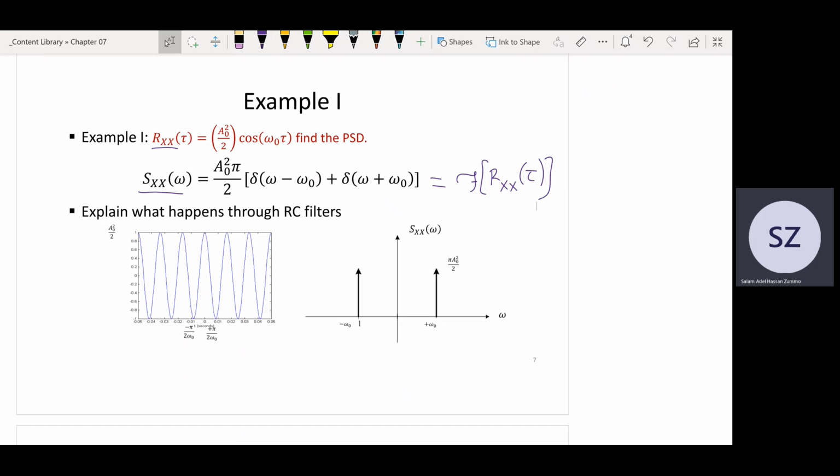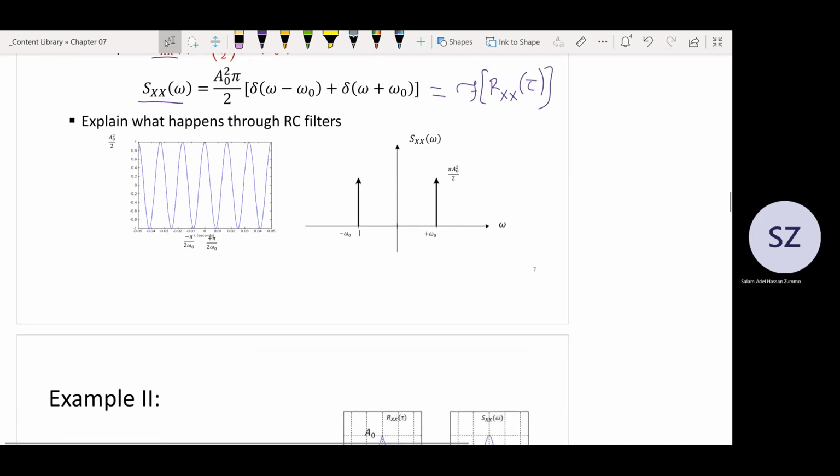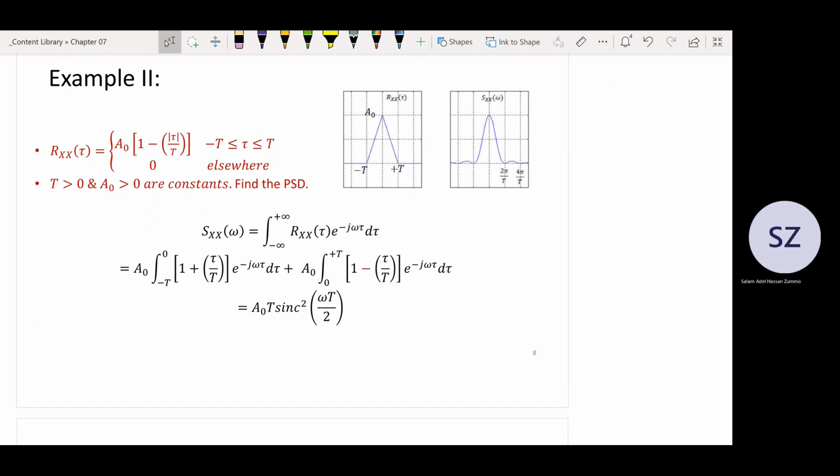Any other questions? Let's have another example. Here we gave you the autocorrelation function again. It's basically given by this function. If you plot this function, it will look like this. It's maximum at 0 and it decays in a triangular way to minus T and T, and before minus T it's 0, and after plus T it's 0.